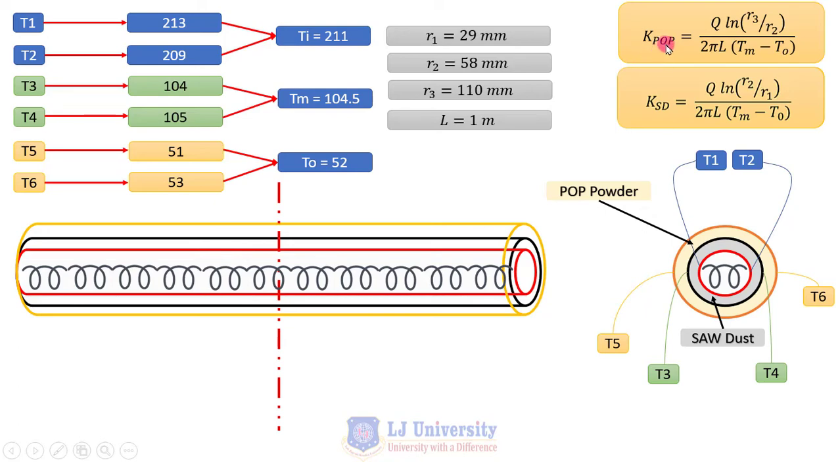As we know, POP powder is between the middle cylinder and the outer cylinder, so we can use the equation K is equal to Q into ln(R3 by R2) upon 2 pi L times the temperature difference between the middle cylinder and the outer cylinder, Tm minus To. Similarly, the sawdust is between the innermost cylinder and the middle cylinder, so we use R2 and R1 as well as the temperatures Ti and Tm.